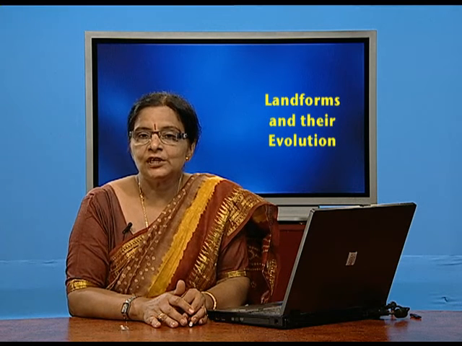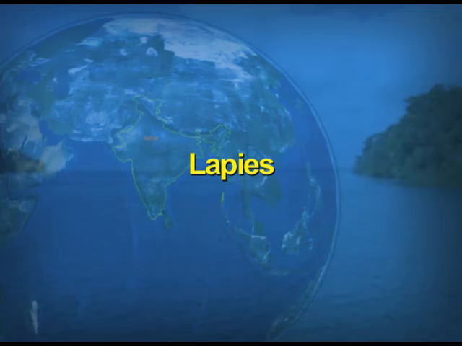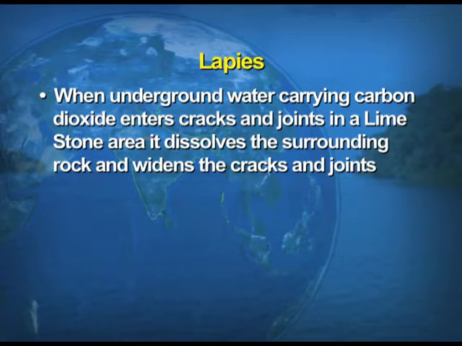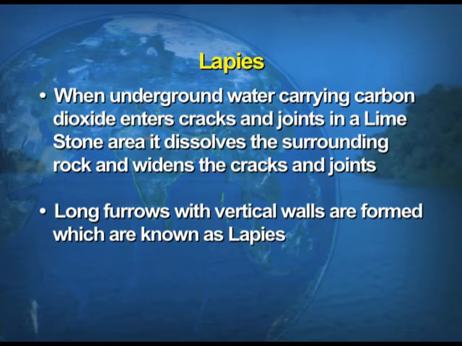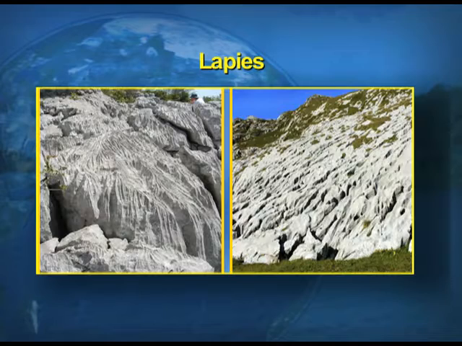So, children, first we take up the formation of lapis. When underground water carrying carbon dioxide enters the cracks and joints in a limestone area, it dissolves the surrounding rock and widens the cracks and joints by its solution activity. Long furrows with vertical walls are formed, which are known as lapis. Look at the screens and you can have the visual of the lapis. So, that means the deep furrows formed by the underground water.